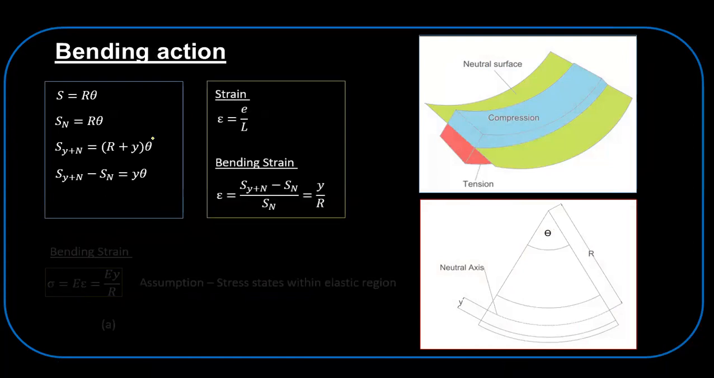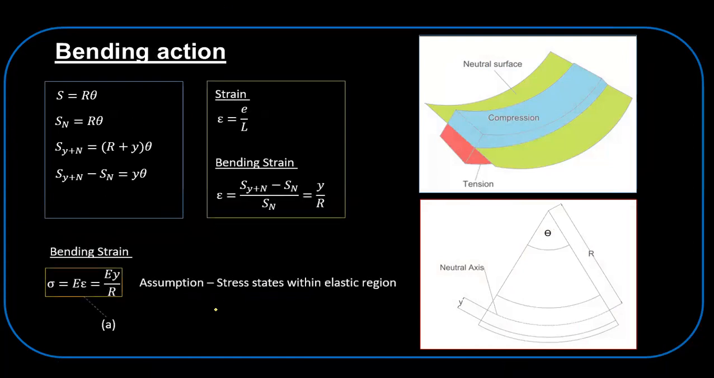If you consider a simple equation, we assume that these stresses lie within the elastic region. So we can use sigma equals E epsilon. That means we are well within the elastic region, so between sigma and epsilon you have a gradual, linear relationship.